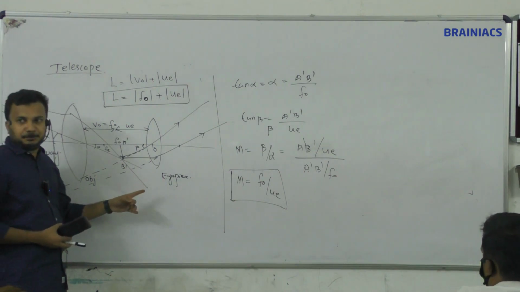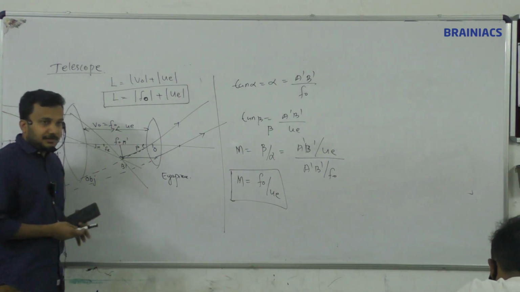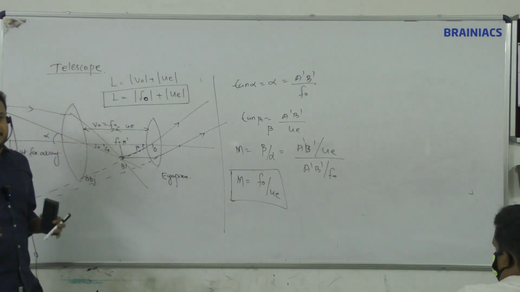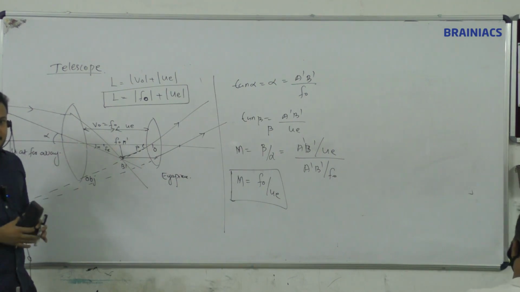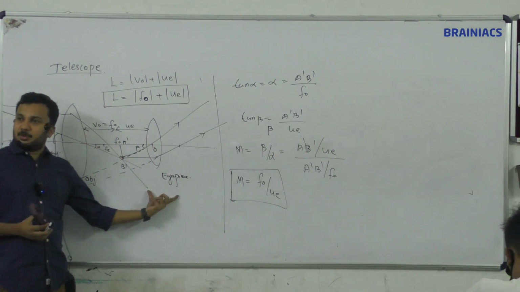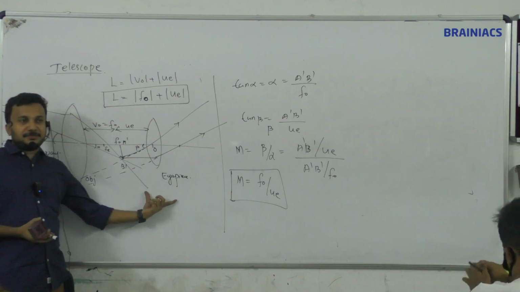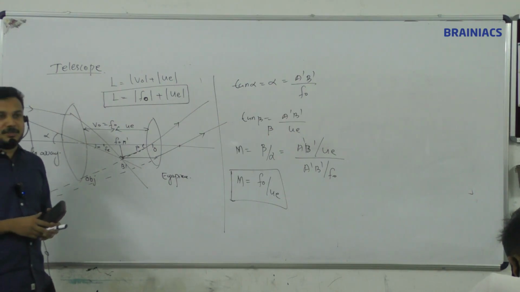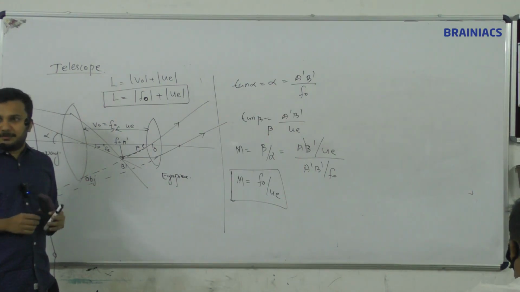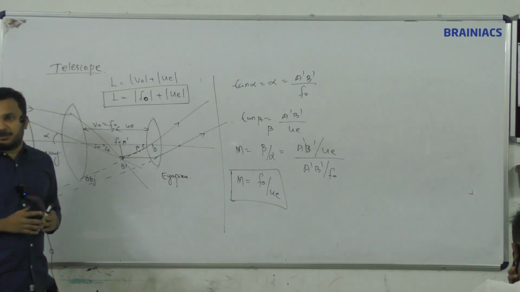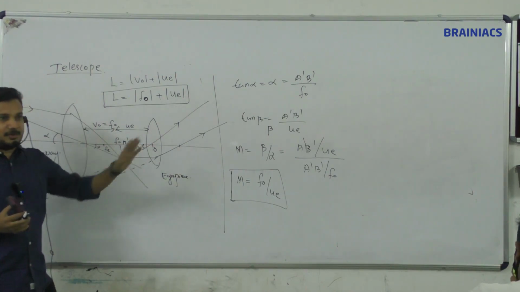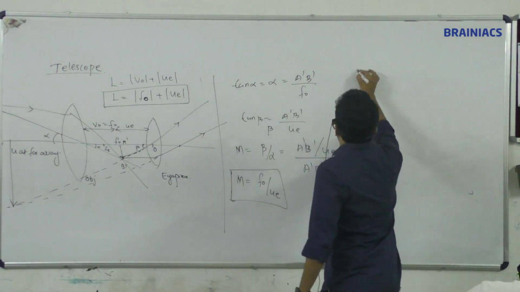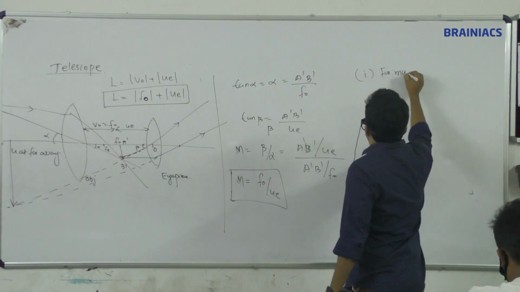F naught by UE. Okay, next we want to derive an expression for maximum magnification and minimum magnification. This part is similar to our simple microscope. In case of a simple microscope, how did we derive the expression for maximum magnification? Maximum magnification means the image is formed at the least distance of distinct vision. The same case we are going to apply here. For maximum magnification.